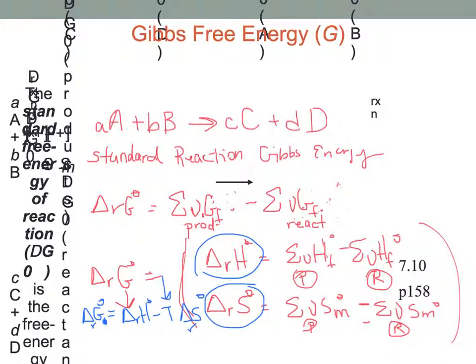Stoichiometric coefficients times the value of the enthalpy of formation for the products, minus the standard enthalpy times the value of the stoichiometric coefficient for the reactants. Same scenario for the entropy values. Stoichiometric coefficient times the molar entropy values for the products, the sum of course, minus the sum of the value of the stoichiometric coefficient times the molar entropy for the reactants. We'll do a problem like that in class on Tuesday.